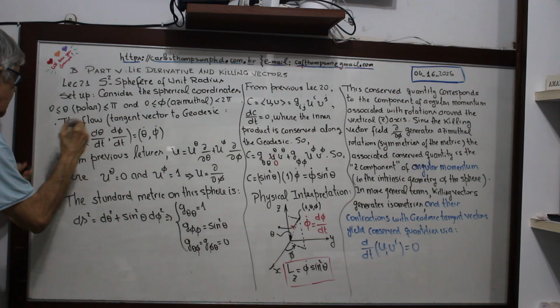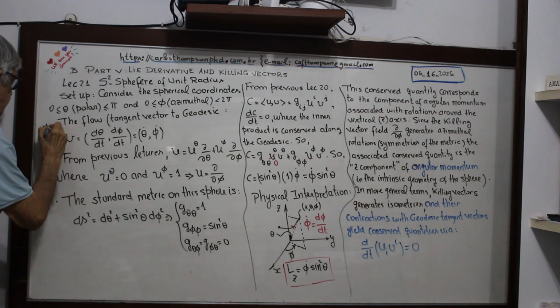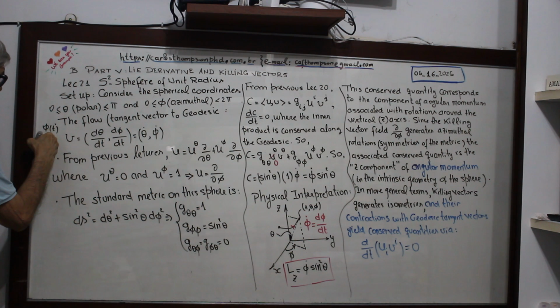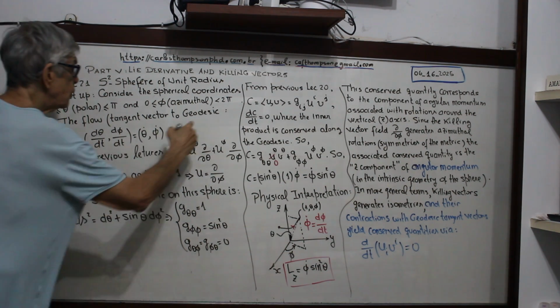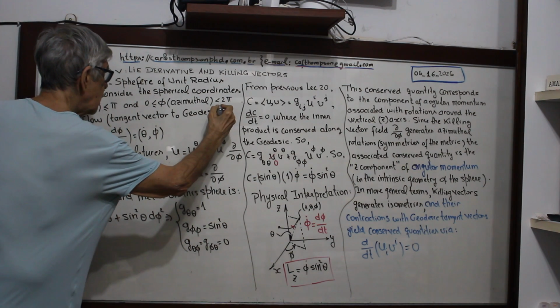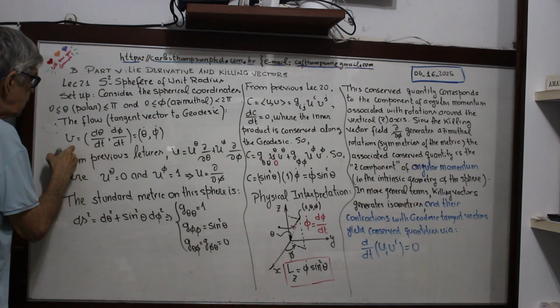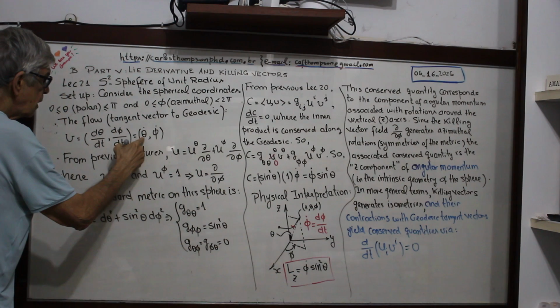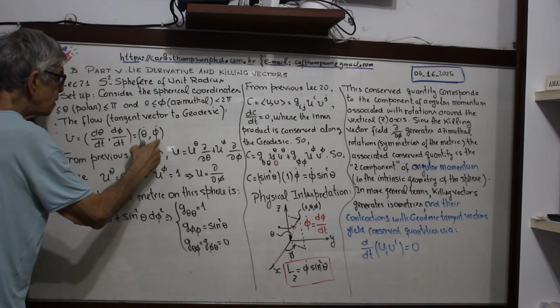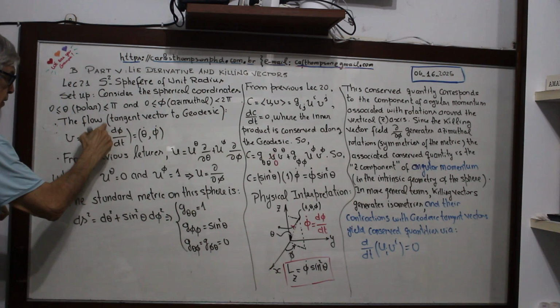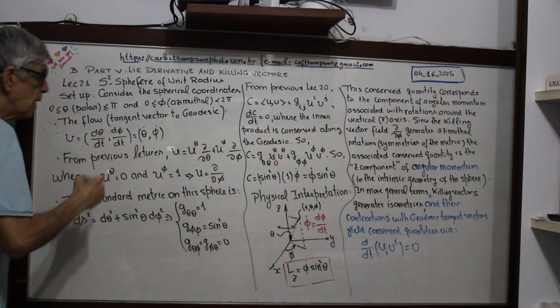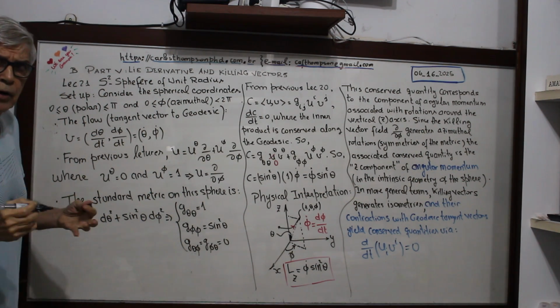The flow is the same as we write phi of t. Okay? There's the flow. So the flow, the tangent vector to the geodesic, is V, which is theta dot and phi dot. You see the derivative of theta with respect to t. t is the parametrized parameter.